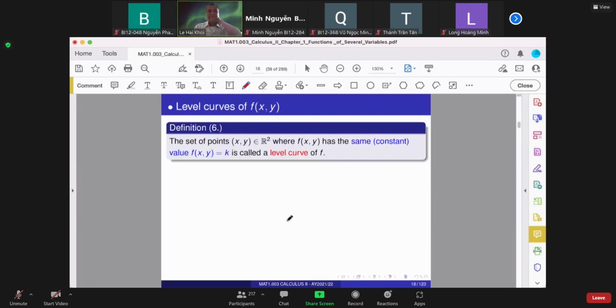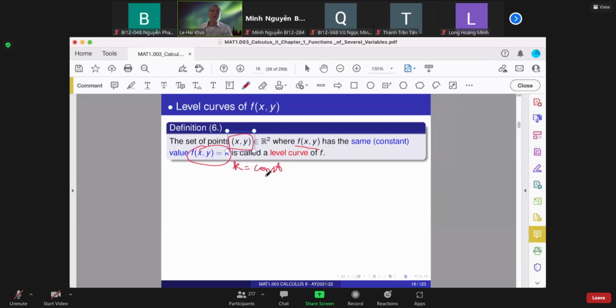Okay. So next, for a two variable function, we may consider the points where f has the same value, which means that f(x, y) is k. k is a constant.